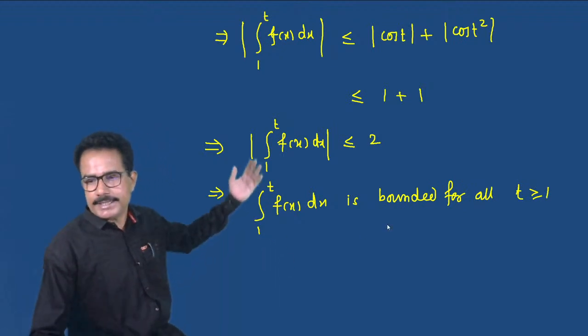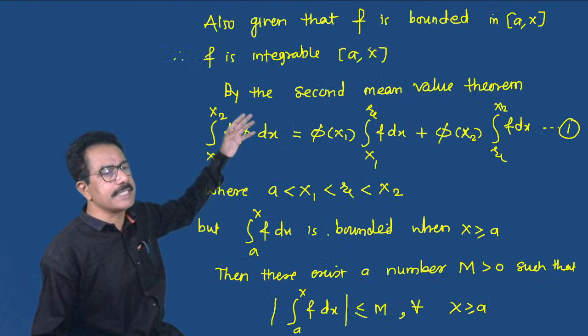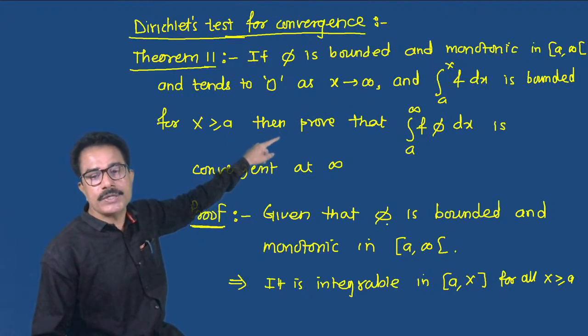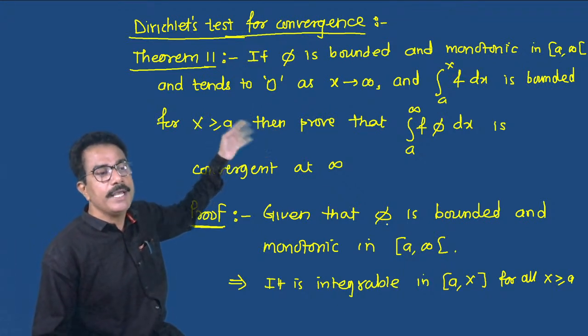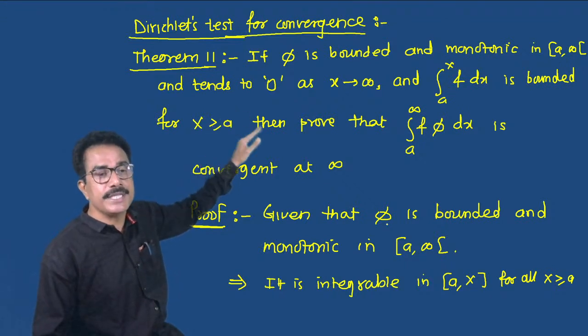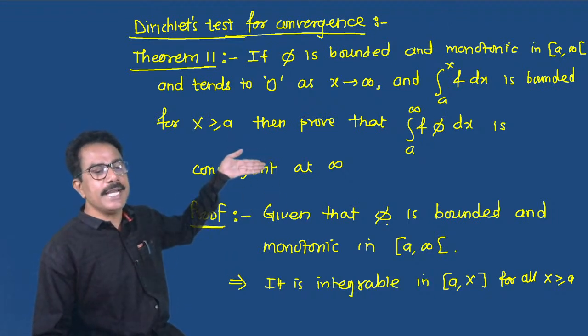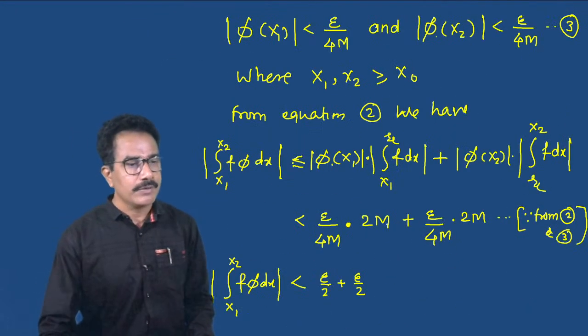आता मग by the Dirichlet's test, if a function phi is bounded and monotonic, and integral from a to x f of x dx is bounded, means phi is bounded, and integral from a to x f of x dx is bounded for all x greater than a, then we can say that integral from a to infinity f into phi dx is convergent.